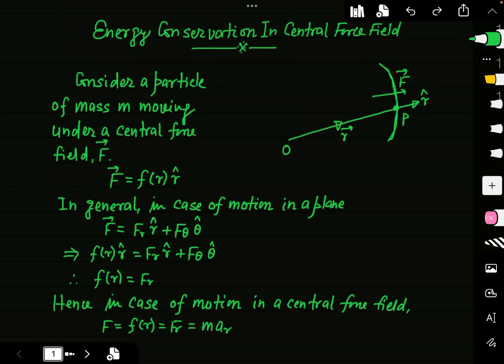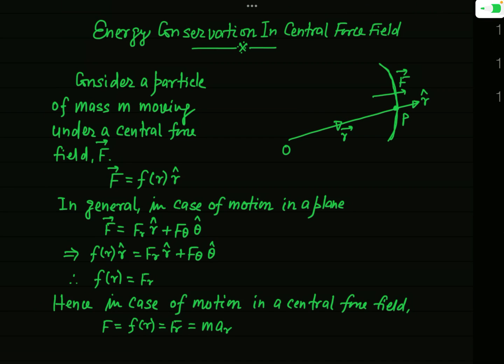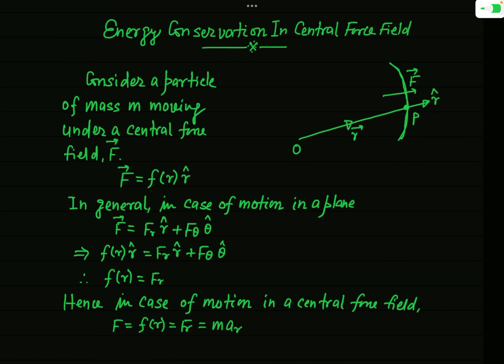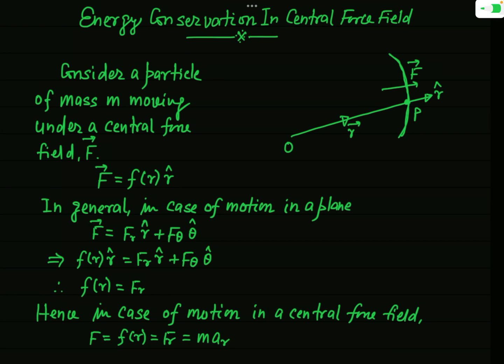You can see. I have considered that the particle is moving in a central force field, and at this point P, the particle is at any moment t. Now you consider a radial unit vector, this r hat, in radial direction as you have seen in the previous lecture. And the central force acting on the particle is F, as you can see in this figure.